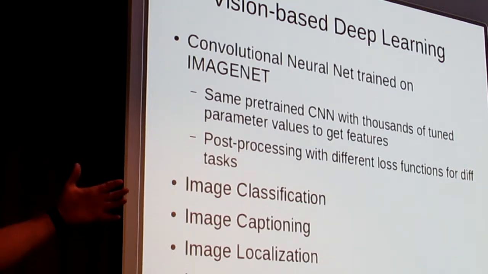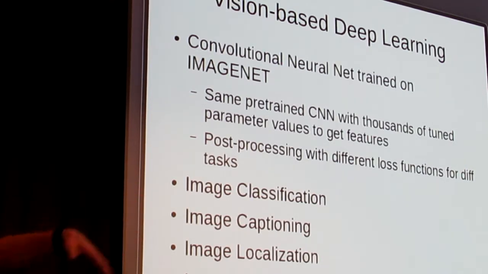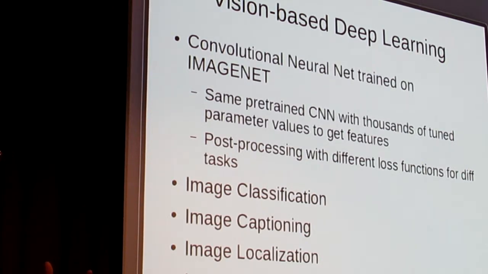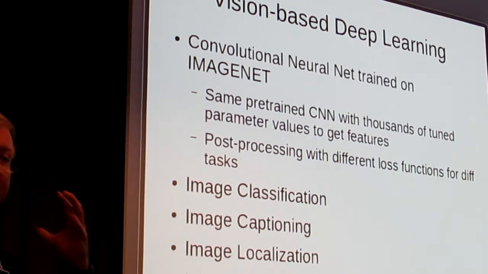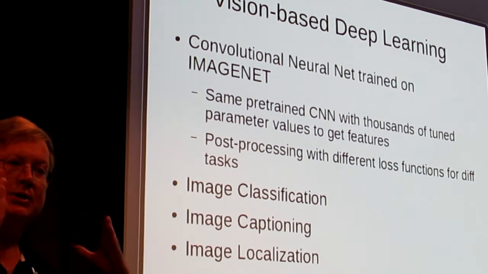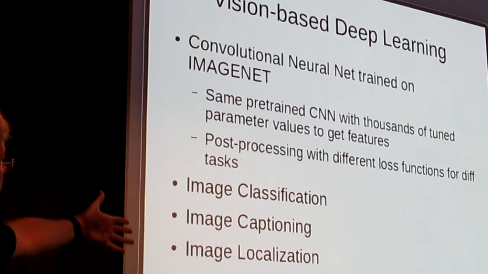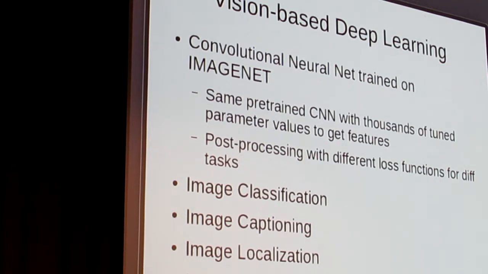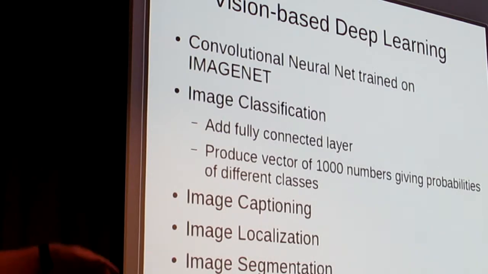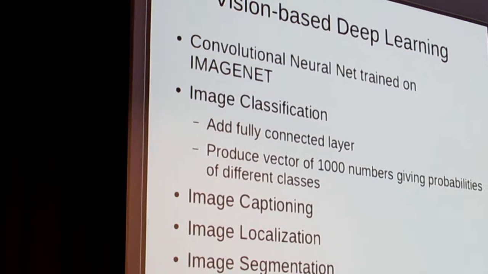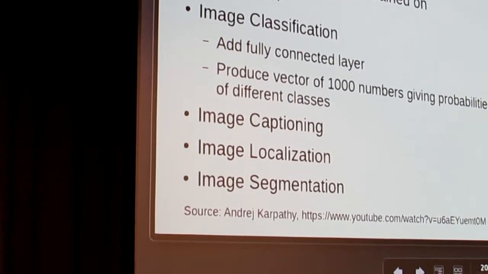And you pre-train these things with ImageNet to thousands of parameters. And then from this, you can reuse this convolutional neural net many, many times to do all sorts of things like image classification, and I only have a few minutes, so I'll skip that. Add a fully connected layer that figures out the probabilities of different classes.